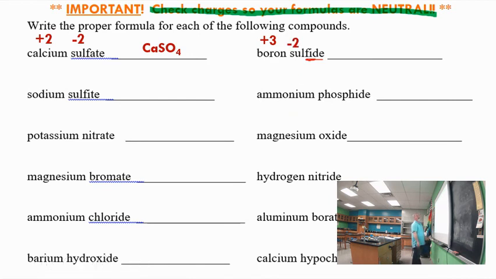Do our charges balance? Nope. We need to add more borons and sulfides. Now we have 6 positives, 6 negatives. We're balanced. Write down our first ion, that's B for boron. How many do we have? 2. Second ion, sulfur. How many do we have? 3.